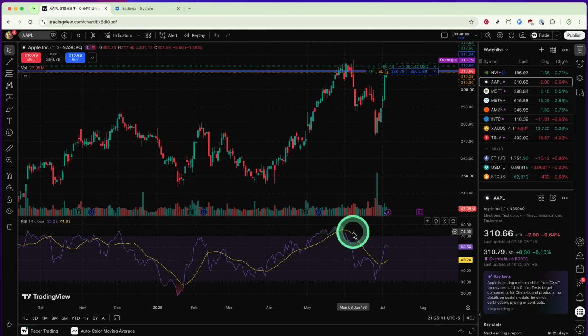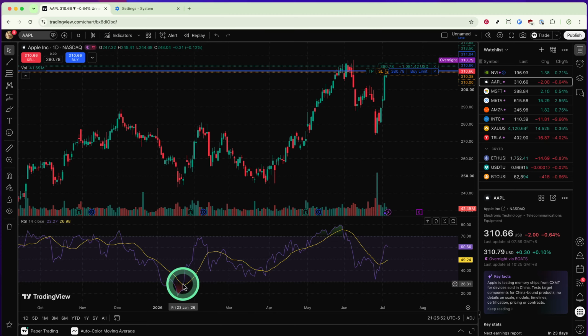When the line moves above 70, it indicates overbought conditions, suggesting that the price may be due for a pullback. On the other hand, when the RSI drops below 30, it signals oversold conditions, which could mean a potential price rebound. However, it's important to use these signals as early warnings rather than definitive guarantees.